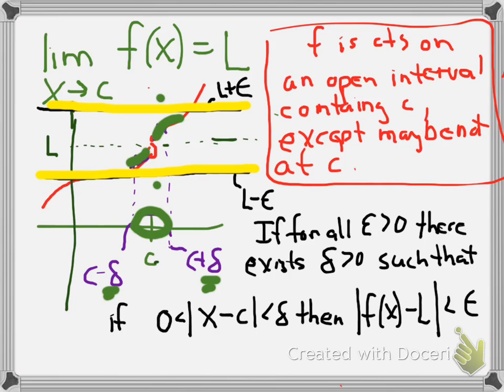And how would you say that formally? That's |f of x minus L|. The distance from f of x to L is less than epsilon, which means it's between plus epsilon and minus epsilon. Then the limit exists, and then the limit as x approaches c of f of x equals L.